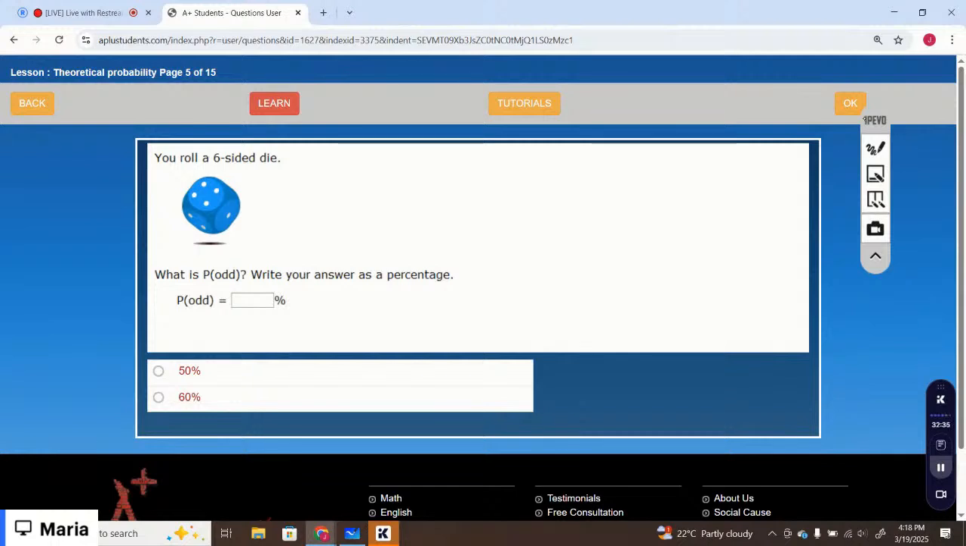You roll a six-sided die. What is the probability of odd? The probability of odd is 50%, because on the die we have six numbers from 1 till 6. Three of the numbers are even and three of the numbers are odd. So the probability is 50%.